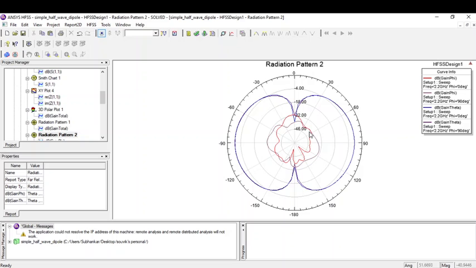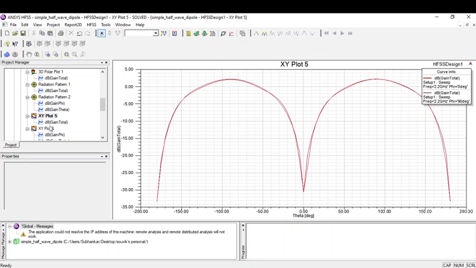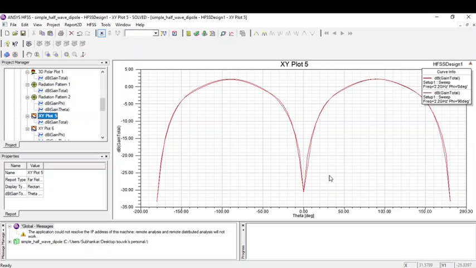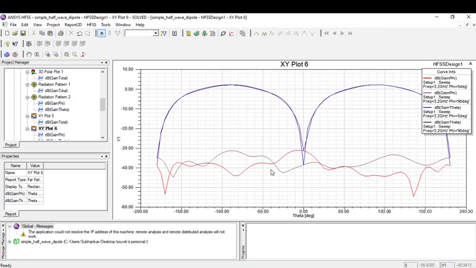And this is for theta 0 degree and 90 degree also. And this is for phi 0 degree and phi equals 90 degree. This is the XY plot 5, which is the total gain sweep for phi equals 0 and 90 degree, and this is for theta and phi both together.